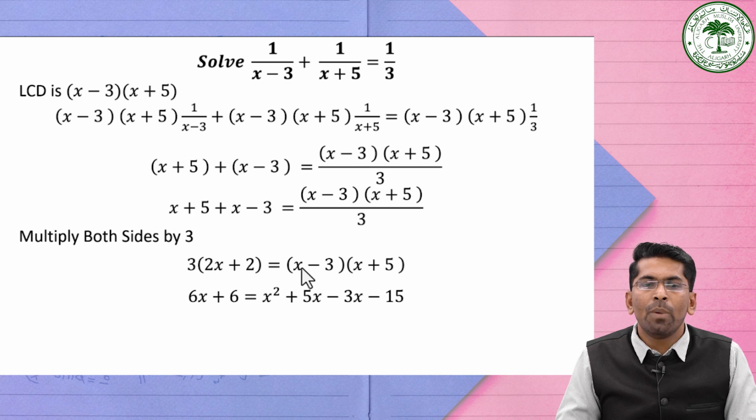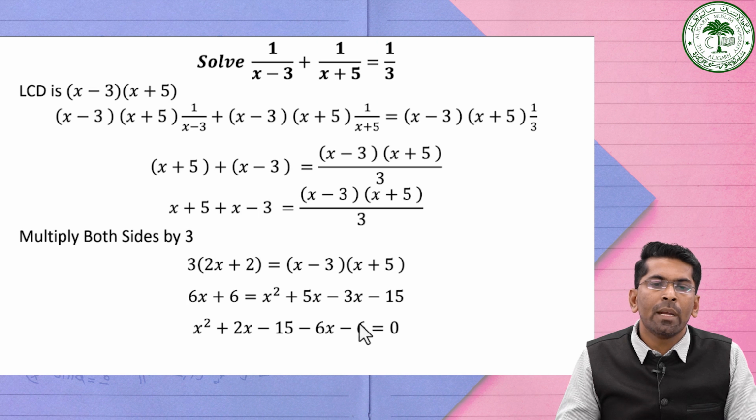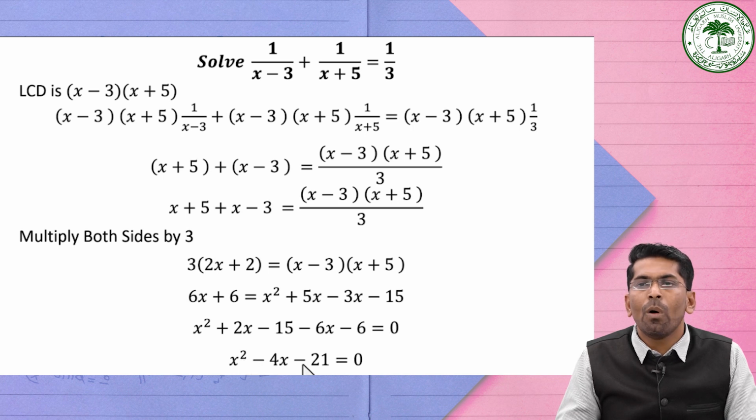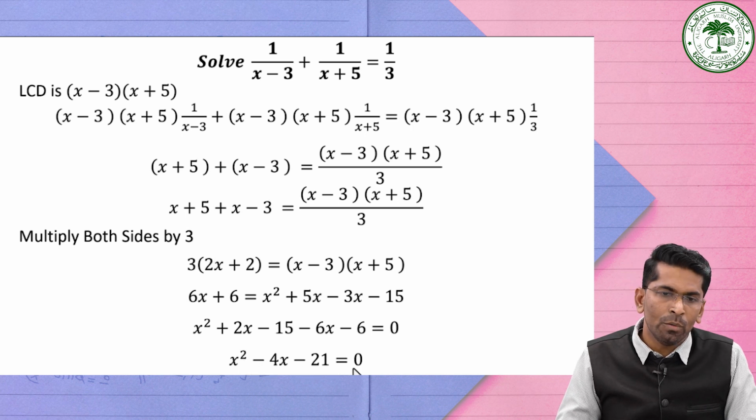Then here we are multiplying x into x, which is x square, x into 5, which is plus 5x, minus 3 into x, which is minus 3x, then minus 3 into plus 5, which is equal to minus 15. If you go for rearranging this particular equation, then it will become x square plus 2x minus 15 minus 6 is equal to 0. Again, simplifying this equation, it will become x square minus 4x minus 21 is equal to 0. So we have a quadratic equation right now here.